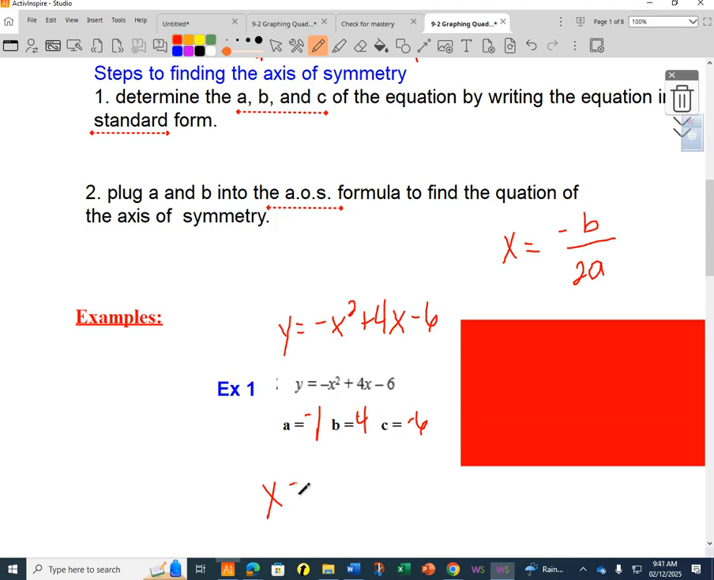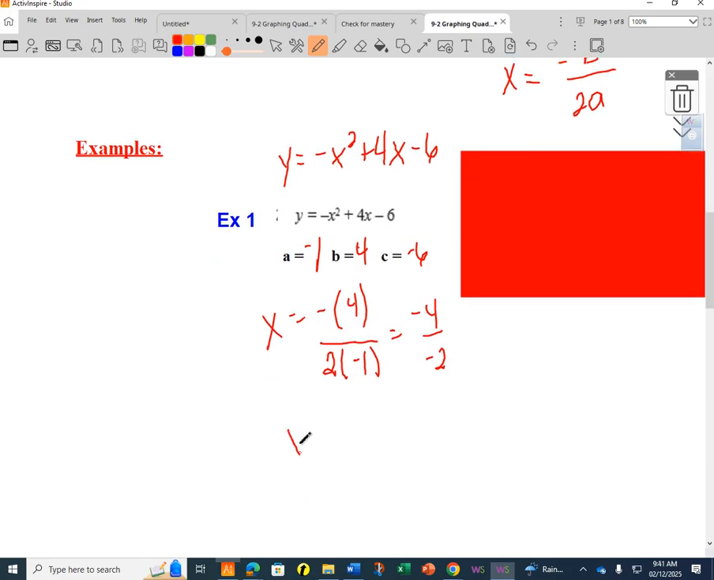So x equals the opposite of b, and I'm writing that kind of weird because if we don't write it that way every time, you're going to mess it up. If b were a negative number, you have to take the opposite of that, right? So always write it that way first, divided by 2, so 2 is always a factor in the bottom, and then times a, and our a is negative 1 here. So that's negative 4 divided by negative 2, and so the axis of symmetry is a positive 2.